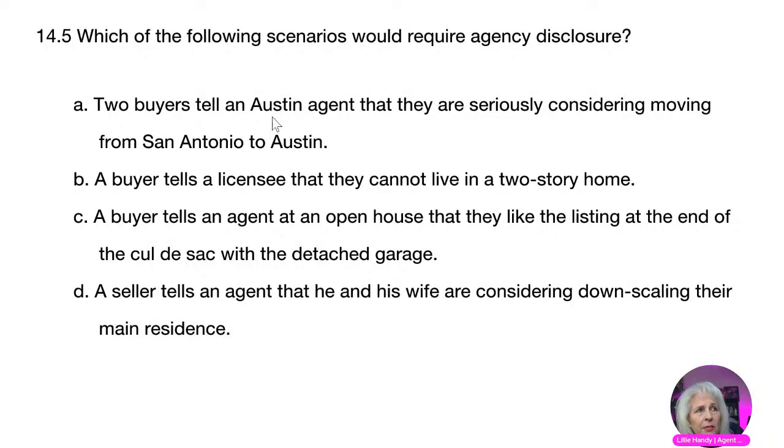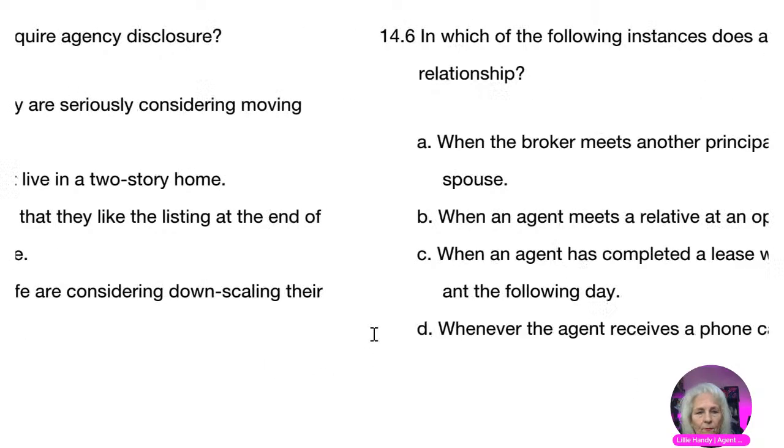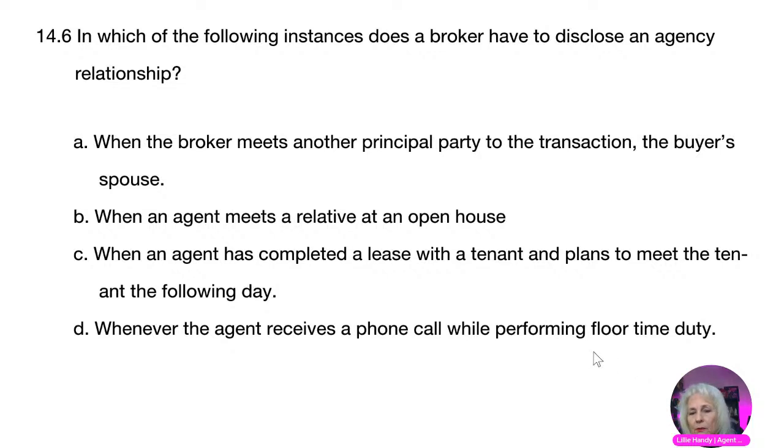So two buyers tell an Austin agent that they are seriously considering moving from San Antonio to Austin. A buyer tells a licensee that they cannot live in a two-story home. They're interested in the listing at the end of the cul-de-sac. So here's a communication about a particular property. D, a seller tells an agent that he and his wife are considering downscaling the main residence. So the other three answers do not speak about a particular property. C does. And so then there is agency disclosure that is needed. Got it? Any questions?